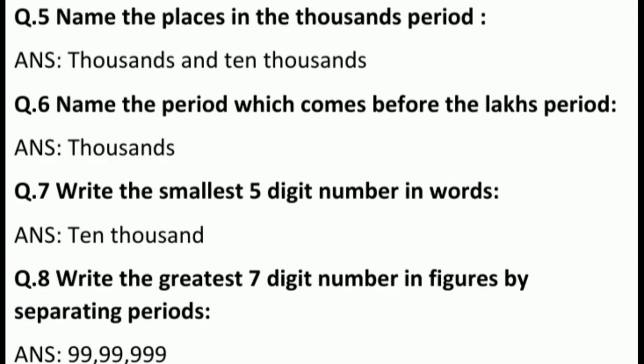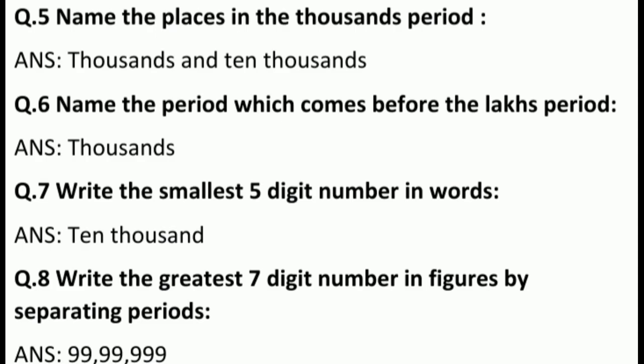Question number 6 says: name the period which comes before the lakhs period. If you want to know which period comes before and which comes after, look at the place value chart. You will find that the period which comes before the lakhs period is the thousands period. So just write the answer as thousands.